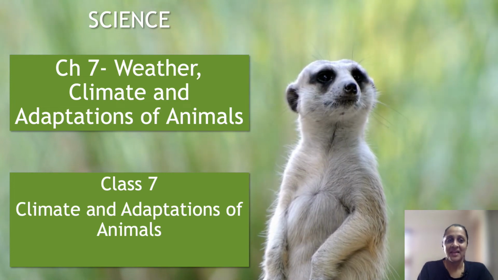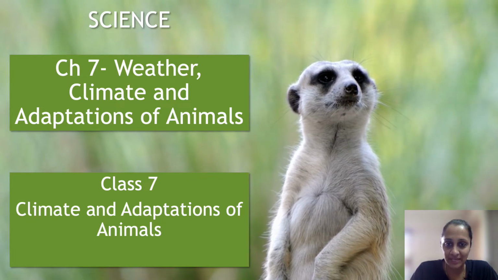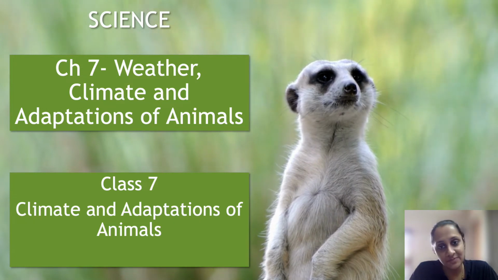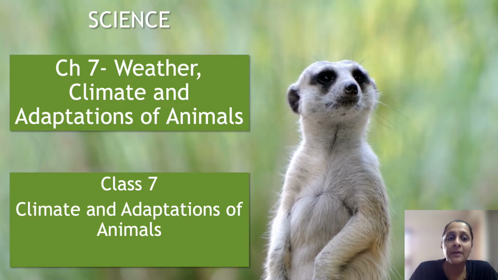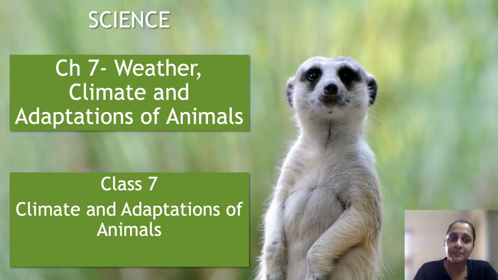Hello everyone. So we are back with the second video for chapter 7, Weather, Climate and Adaptation of Animals. In the previous video we talked about weather, what is weather, how it changes, what are the effects of sun on weather. In this video we'll be talking about climate and adaptation of certain animals.